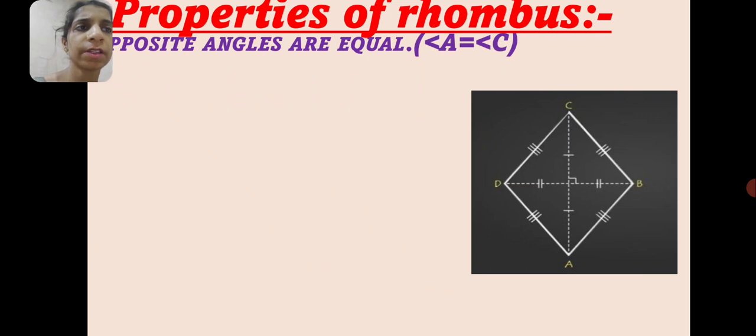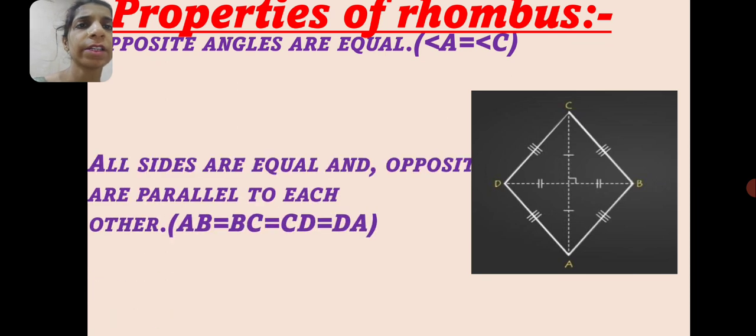Here, the first property is that opposite angles are equal. Angle A is equal to angle C, or angle B is equal to angle D. So, opposite angles are equal.